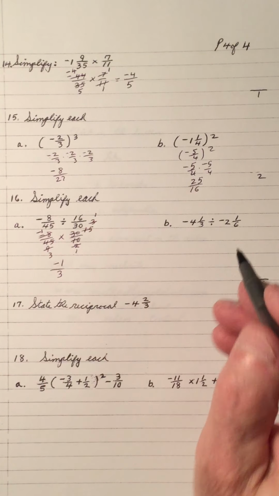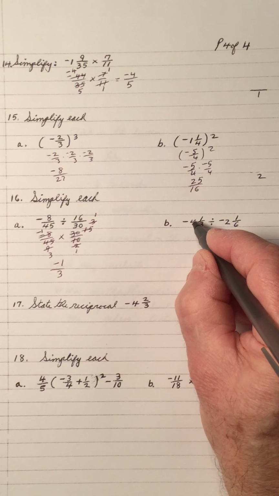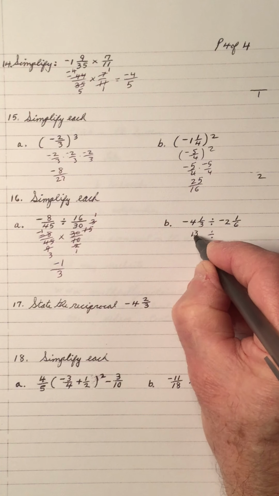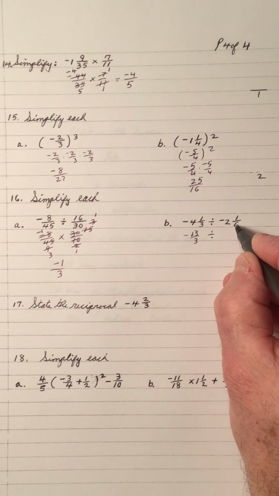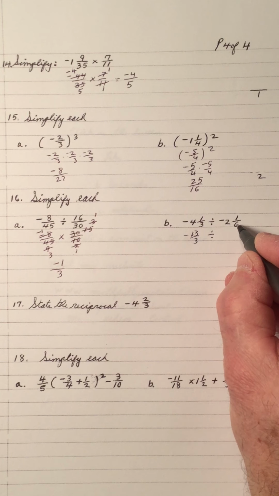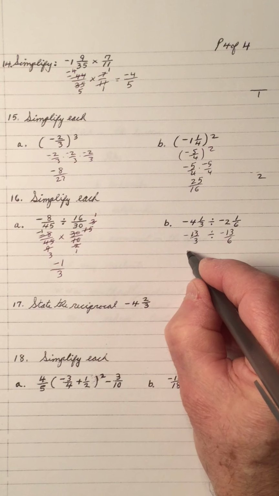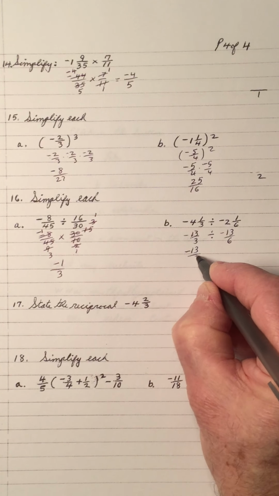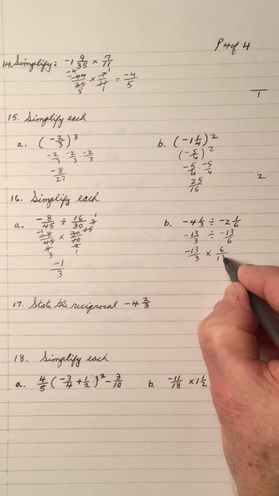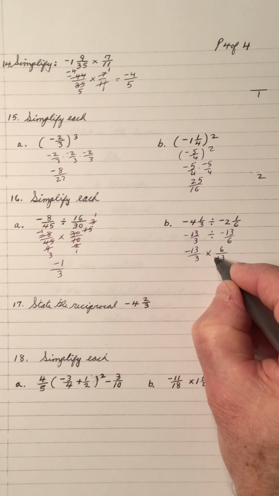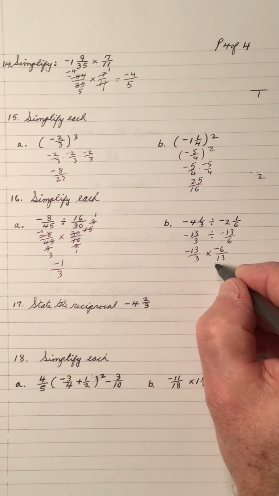You might miss. B, we change the mixed numeral to an improper fraction. 12 plus 1 is 13 over 3, and it is negative. 2 times 6 is 12 plus 1 is 13 over 6, and it is negative. When you're dividing fractions, you multiply by the reciprocal. 6 over 13. Now the negative doesn't go down here. Yes, you can put it there, but really we should have a negative 6 over 13.